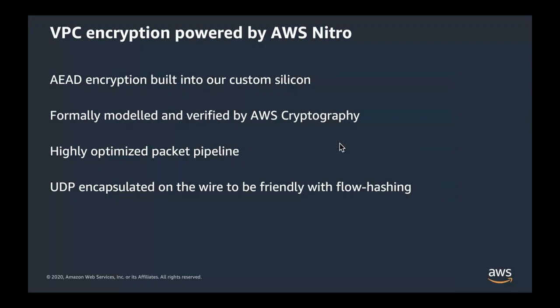And we pay attention to lots of little details. For example, we have to encapsulate all of this in a UDP packet at the end, so that it's friendly with existing network technologies like flow hashing, and doesn't break existing network assumptions. This is the kind of effort that takes a lot of people over a long period of time, coordinating across a lot of groups at Amazon.